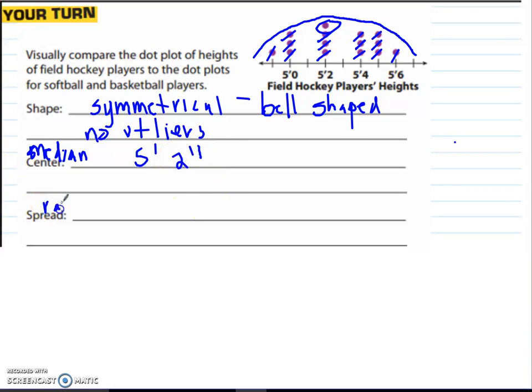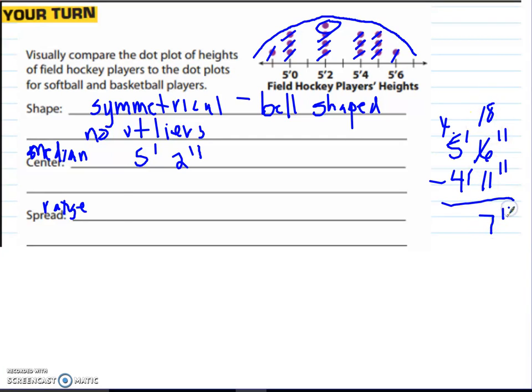The spread is the range. To find the range, you do the largest minus the smallest. So our largest field hockey player is 5 foot 6. The smallest is 4 foot 11. You can't do 6 minus 11, so you gotta borrow. 12 plus 6 is 18. 18 minus 11 is 7 inches.